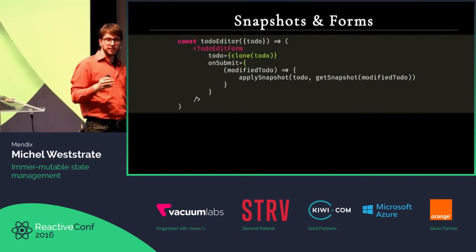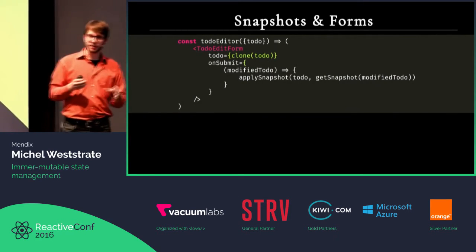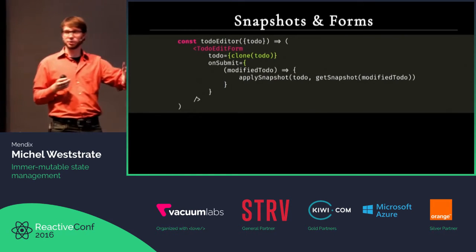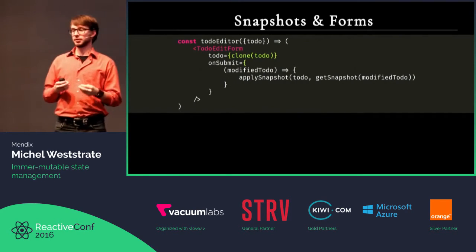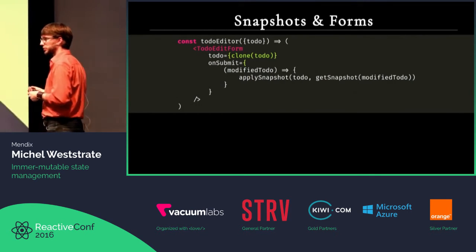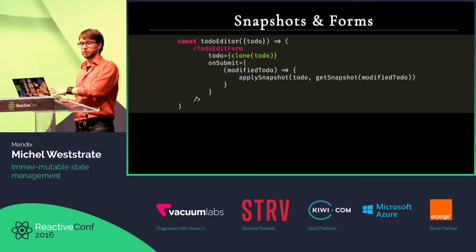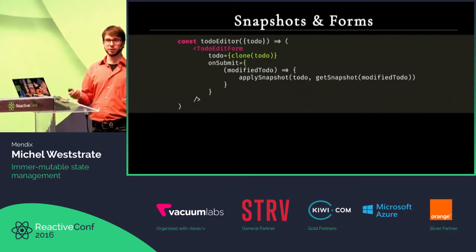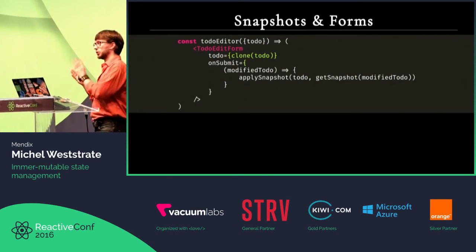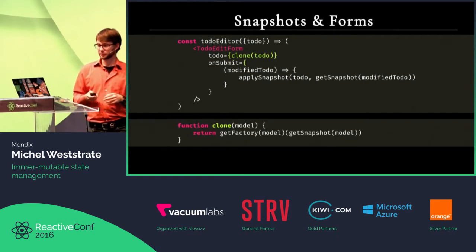But what you can also do is build forms that take a to-do and don't change the source model until you press submit on the form. And how do you do that? Well, you just make a clone of the to-do, and then once the form is submitted, you get the snapshot of the clone and you apply it back to the original. This way you can control perfectly at which moments in time your state is modified.